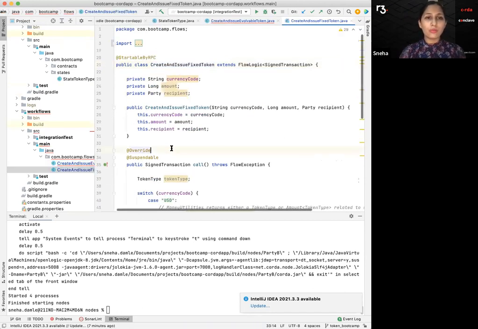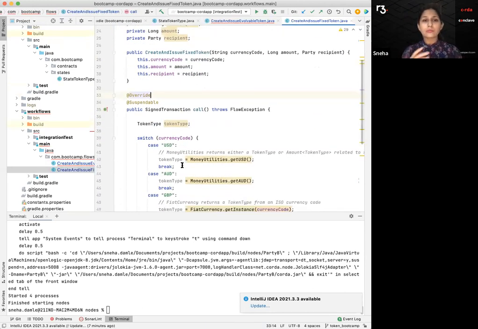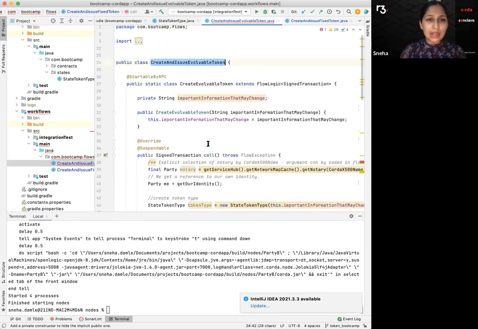And then there's one more flow, where I will define a base token type. Over here, we will see how to define a fixed base token type. And once you've defined a fixed base token type, we'll see how you can issue fungible tokens on top of this base token type. So let's start with modifying this code.